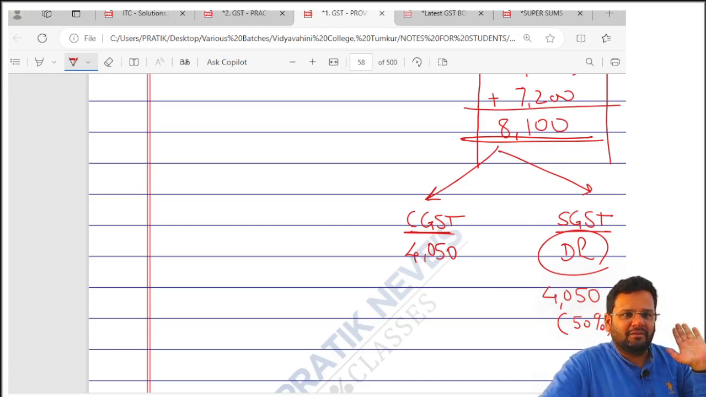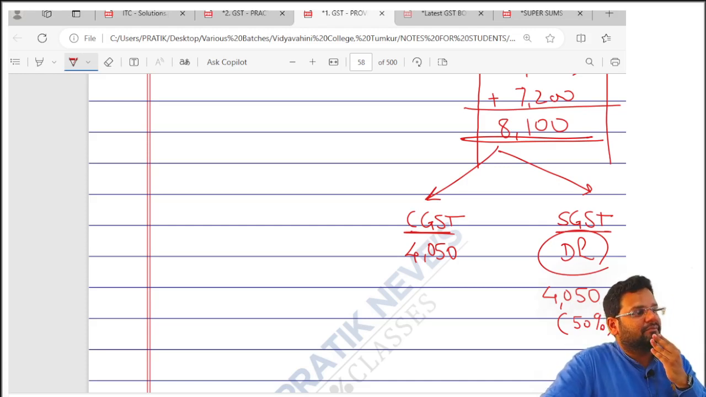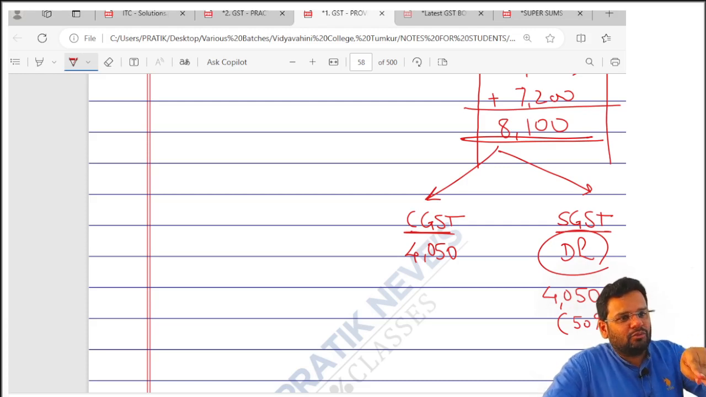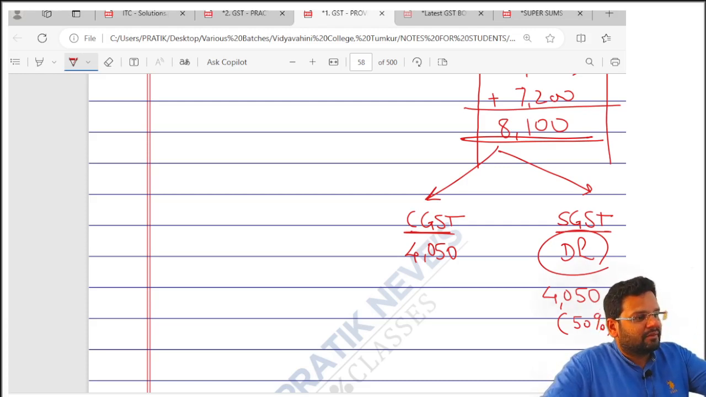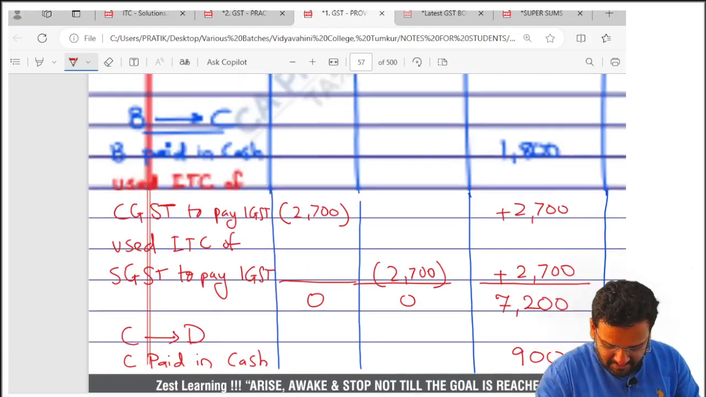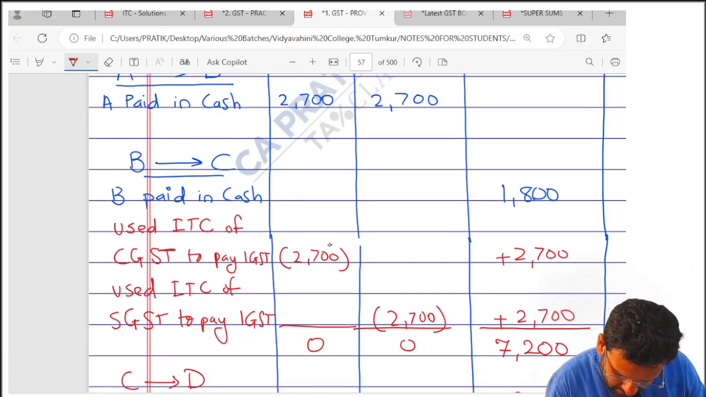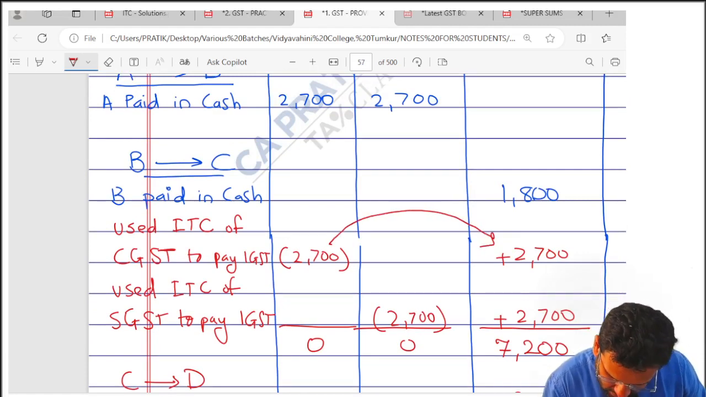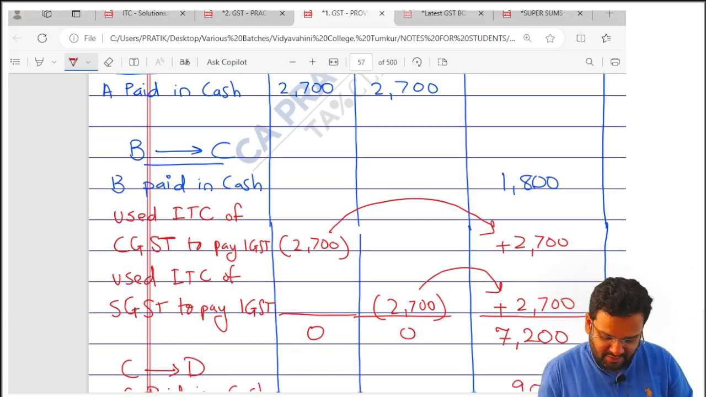Did you understand? Friends, did you understand? You are not looking happy in spite of understanding such a big thing. That when I do utilization, the government does transfer of credits. So what is this called? This is called transfer of credits.